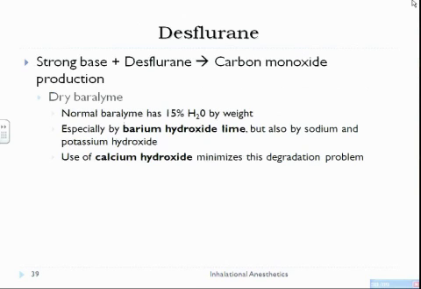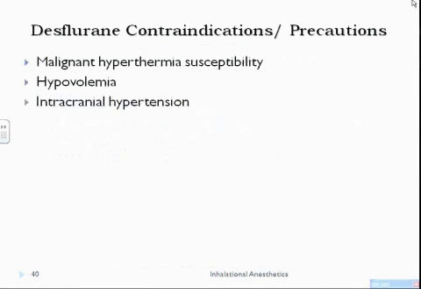Desflurane also, when you combine it with strong bases, like Baralyme, you can produce high amounts of carbon monoxide. It's actually one of the worst ones to use. Carbon monoxide production with desflurane is very high with the Baralyme. Especially with barium hydroxide lime, but also sodium and potassium hydroxide will cause problems. On the other hand, if you have calcium hydroxide, it minimizes the degradation process. And the other one they're also finding out is lithium hydroxide. It has no breakdown.